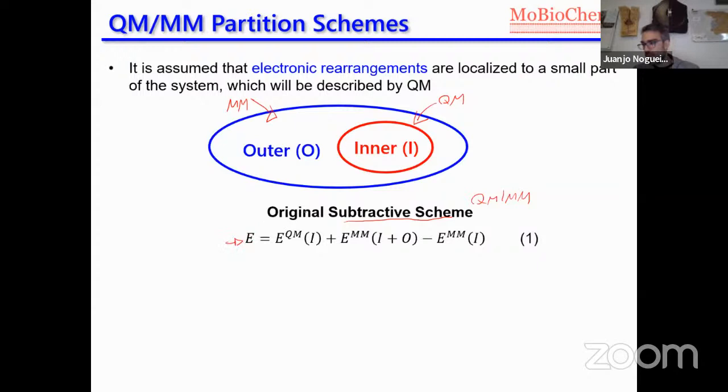It is the energy of the inner region at quantum mechanical level. Then we compute the full system, the inner region plus the outer region, at classical level. But since we have the inner region two times, we need to subtract the inner region at classical level. So this is the subtractive scheme, because we are subtracting the energy of the inner region at classical level.